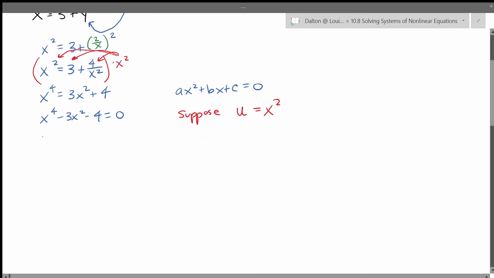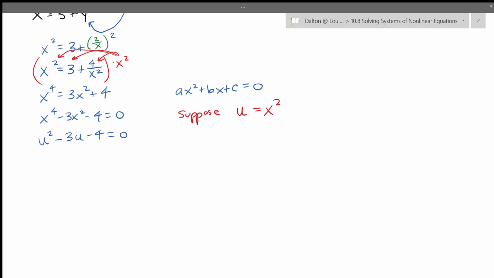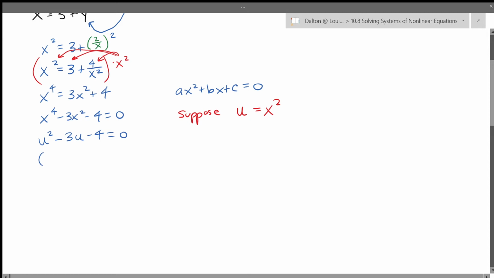u squared. So instead of x to the fourth, that's the same thing as u squared, minus, instead of 3x squared it's u, so this would be minus 3u minus 4 is equal to 0. Now, this does look just like a quadratic equation that you can factor. What two numbers multiply to be negative 4 and add to be negative 3? Negative 4 and 1. Okay, so u minus 4 times u plus 1 is equal to 0. And this is true when u is equal to 4 and u is equal to negative 1.